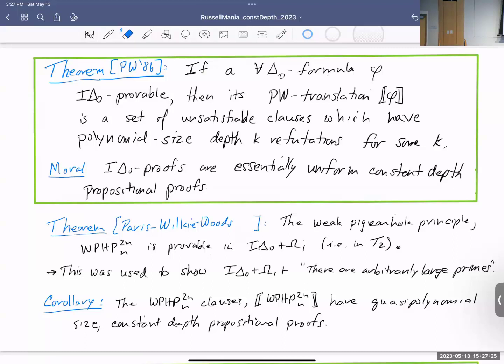So as a corollary, and where I want to go in this talk, the two-n-to-n pigeonhole principles have quasi-polynomial size, constant depth propositional proofs. Quasi-polynomial because now the Ω1 function is present. With IΔ0, if it were provable in IΔ0, it would have polynomial size proofs.